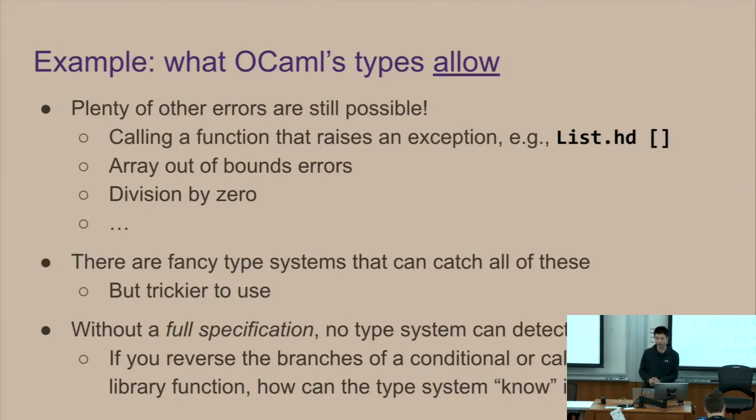We're going to take a look at that later in this talk. But just imagine you just reverse the branches of a conditional. Does the type system know that you actually did that? It does not. So a type system is only going to catch everything related to type, not on the logic side.